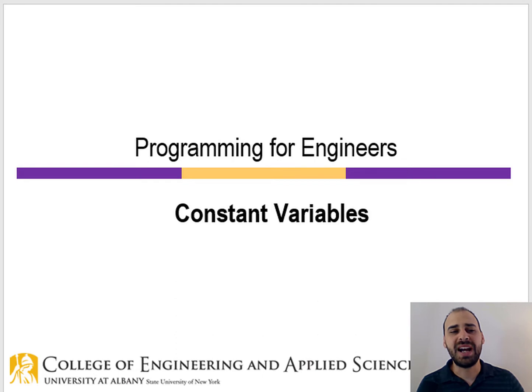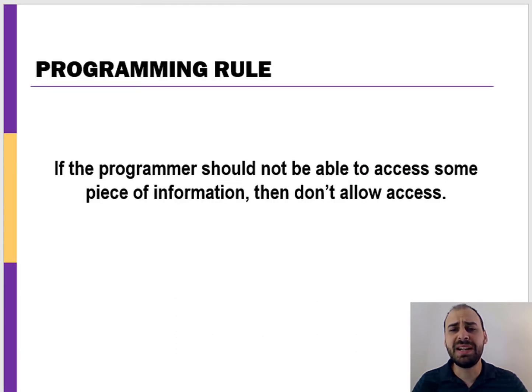And this follows a guiding principle related to programming: if the programmer should not be able to access some piece of information, then they should not be allowed to access it. What you're really trying to do is prevent people from making silly mistakes or breaking something accidentally. Real systems are complicated. Real systems have lots of variables, lots of different programming files, teams of people working on building some sort of complicated piece of software, and it's easy to make mistakes.